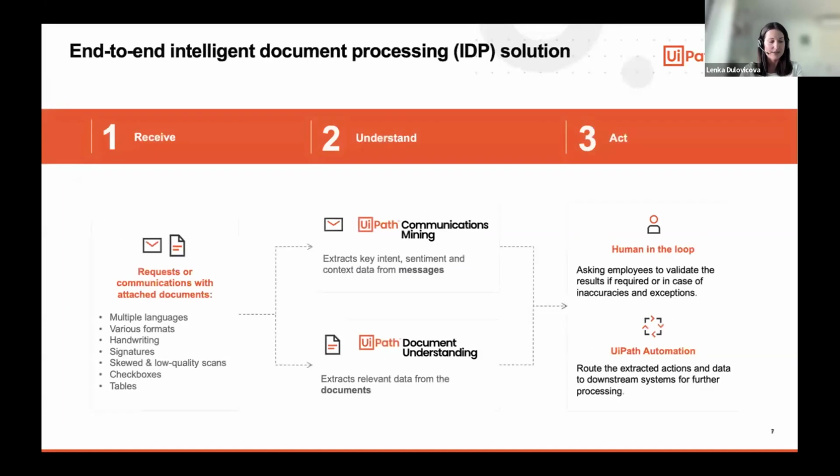UiPath offers end-to-end IDP solution. We process communications with attached documents in various languages and formats. This includes handwriting, signatures, checkboxes, or tables. Communications mining extracts key intents, sentiments, and data points from the messages, and document understanding extracts all of the relevant data from the documents. The extracted data can be validated in validation stations and routed to automation for further processing.